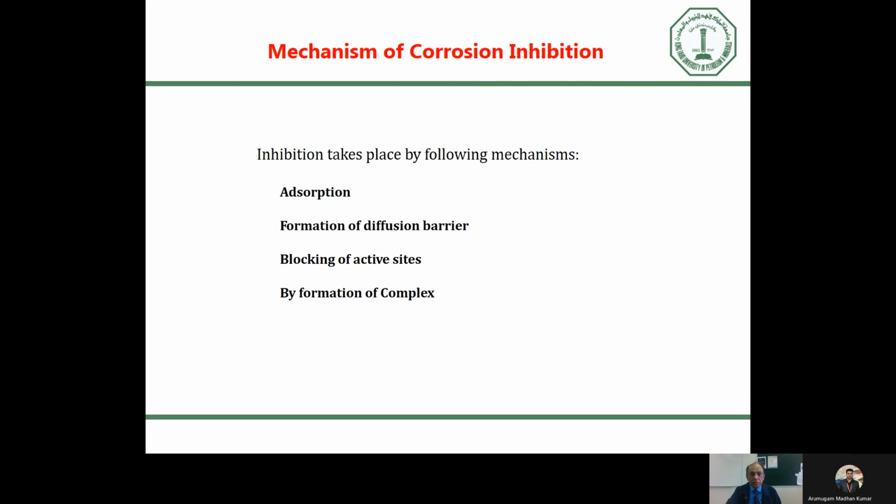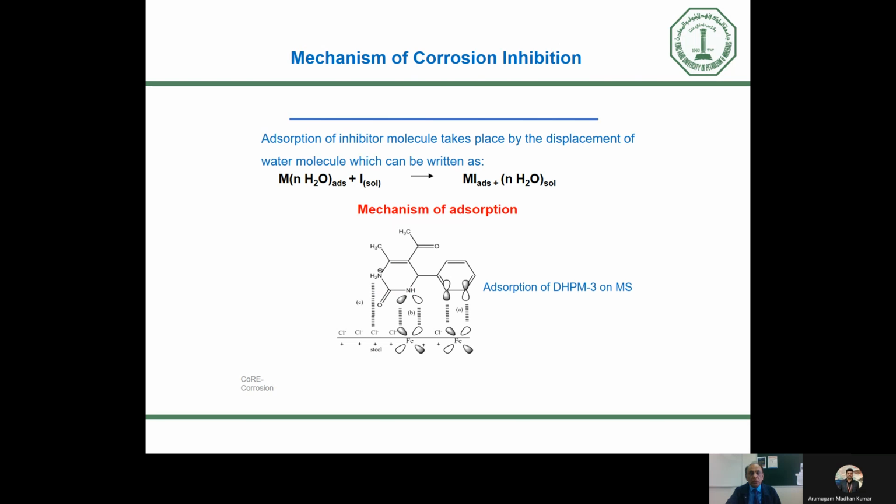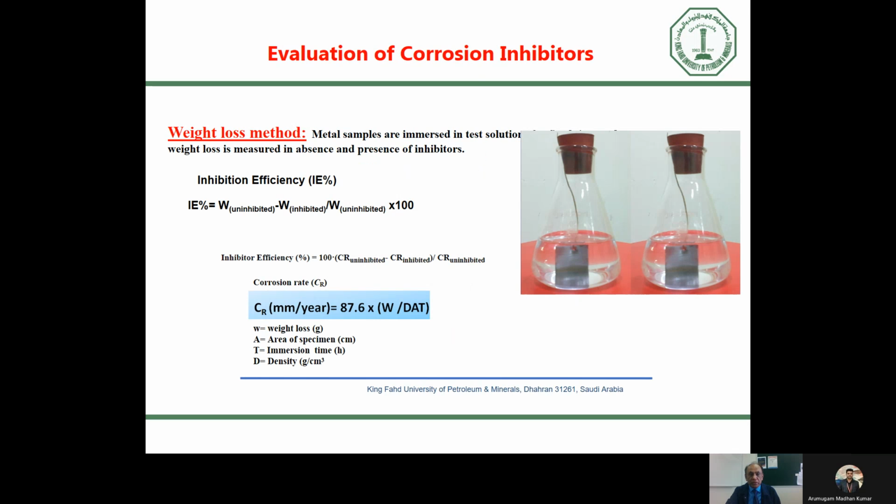And this is the mechanism of how inhibitors are adsorbed. Adsorption, formation of a diffusion barrier, blocking the active site, complex formation. And the most common mechanism of inhibition is adsorption. Adsorption on the metal surface can take place through lone pair of electrons or pi electrons like this. And various simple methods can be used for evaluating corrosion inhibitors.